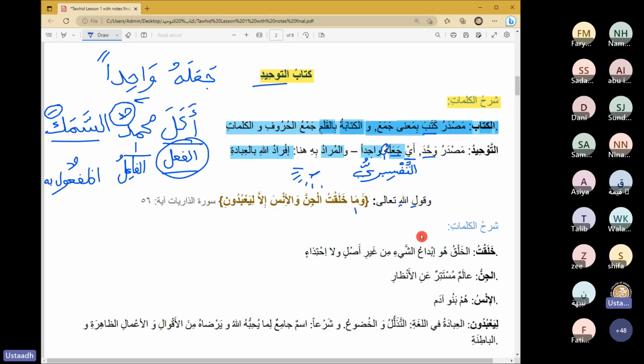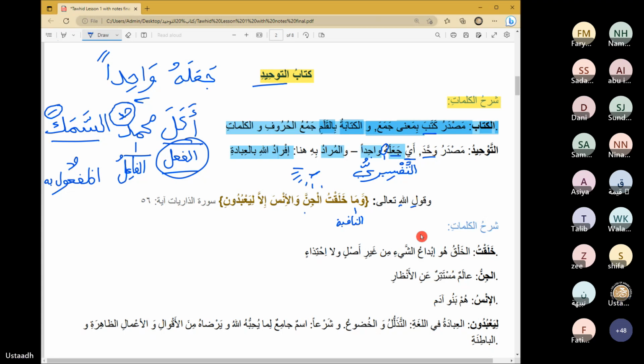So briefly, what would the ma be in the ayah? We have many types of ma. So yeah, good. It's ma nafiyah, the ma of negation. Because we have different types of ma. We have ma al-istifham, ma al-mawsula. So ma nafiyah. Khalaqtu al-jinna.